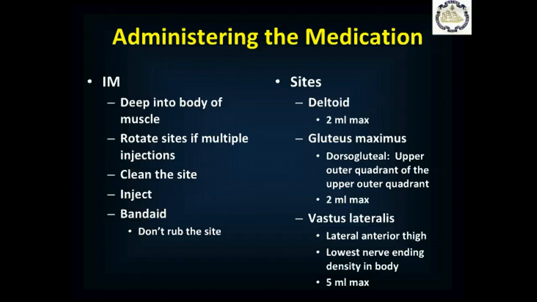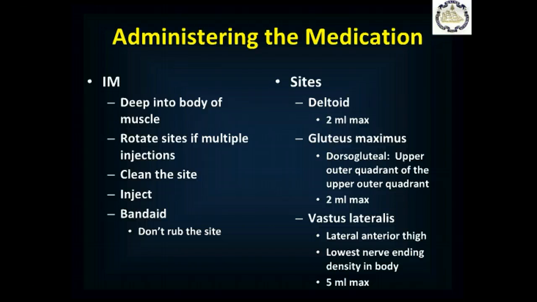So what sites do we use? The deltoid muscle, which is on the upper outer shoulder. You can put a total of 2 mLs into that area. The gluteus maximus, which is your buttocks area. You look at the buttocks, you draw on each side a little cross or plus. That divides it into 4 quadrants. And then in the upper outer quadrant, you draw another cross. And in the upper outer quadrant of the upper outer quadrant, you can give up to 2 mL.